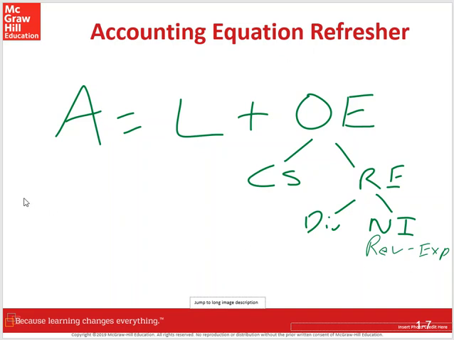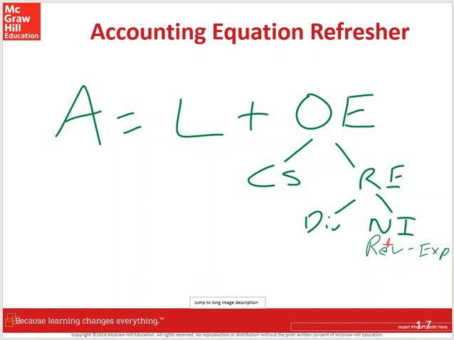Net income is made up of revenue minus expense. Let's see if you guys can help me mark this up a little bit. When I earn more and more revenue, what does that do to my net income and therefore my retained earnings and owner's equity as well? Does it increase or decrease? I'm putting a plus there because it makes it increase, right? Revenue makes net income go up and therefore retained earnings and owner's equity.